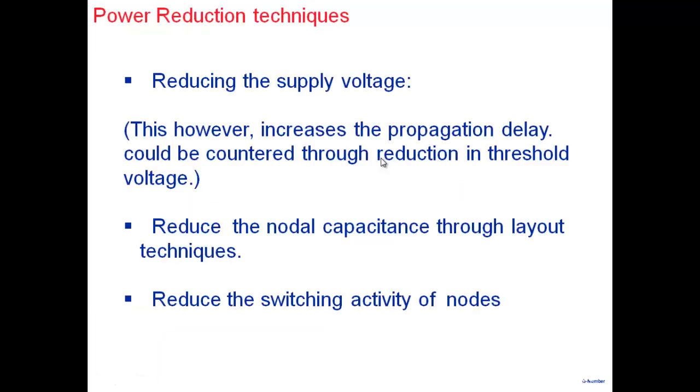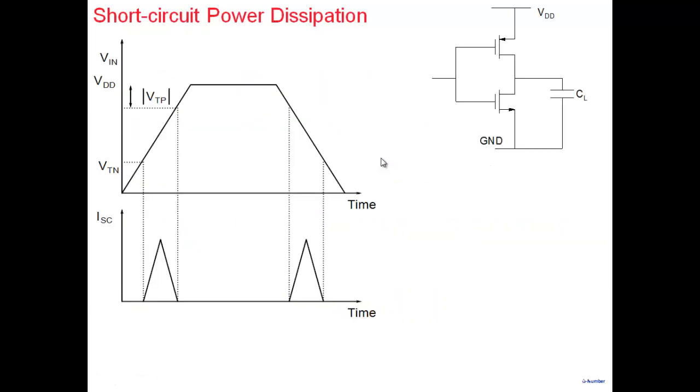There's another power that is dissipated, and I'll come back to that. As I said, during static 0 and 1, there is no path from VDD to ground. But when you're switching, a path from VDD to ground does form. So look at this behavior here, especially when you're switching with an input which has a rise time and fall time.